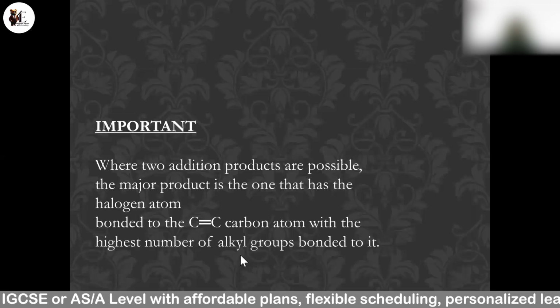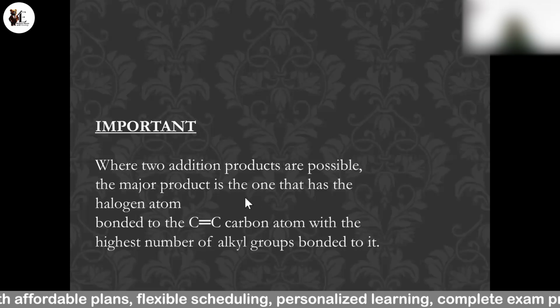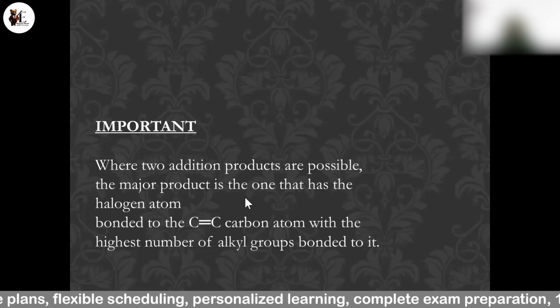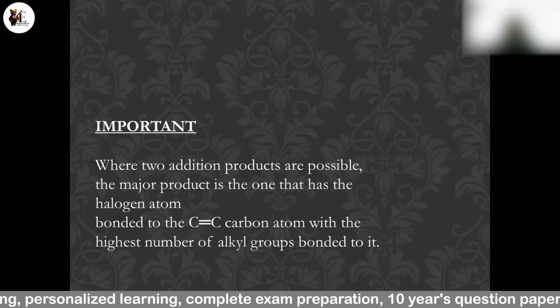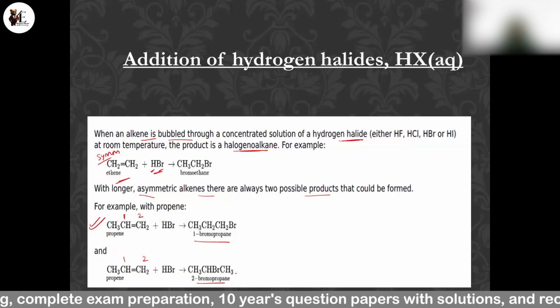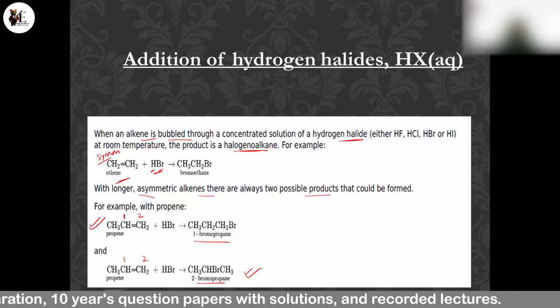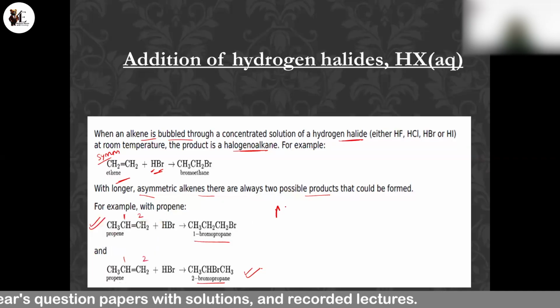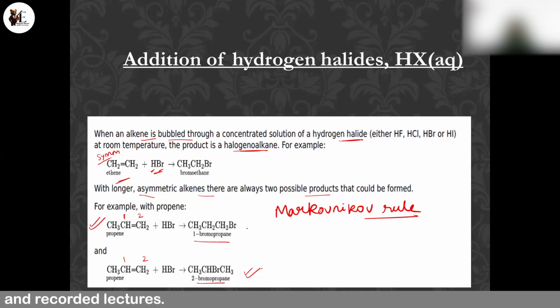Where two addition products are possible, the major product is the one which has the halogen atom bonded to the C=C carbon atom with the highest number of alkyl groups bonded to it. So the major product in this case is this one. In this example, you have a rule that is known as Markovnikov rule, to tell us which is the major product, 1 or 2.